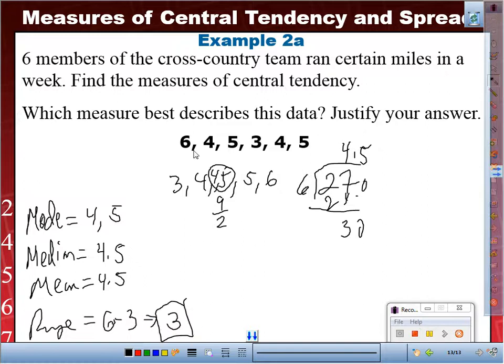So look at the question though. It says, which measure best describes this data? What data? What are they talking about? That 6 members ran miles for the week. So which of this data would best represent what the students ran? Yeah, the mean, because it's the average.